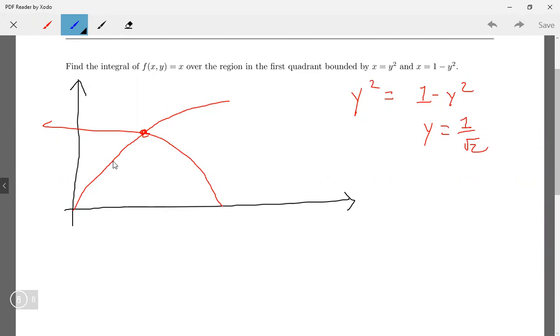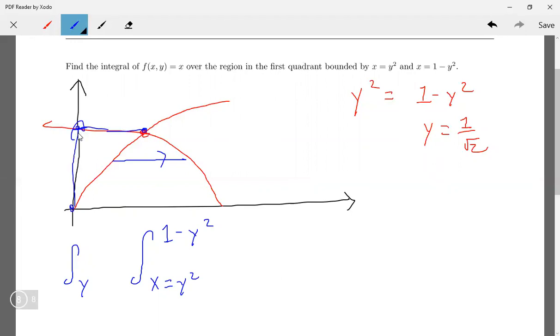But if we do the x integral on the inside, x is always going to go from this curve to that curve no matter what y is. So x integral on the inside, x goes from y squared to 1 minus y squared, and y goes from 0 to the y coordinate of that point, which is 1 over the square root of 2.